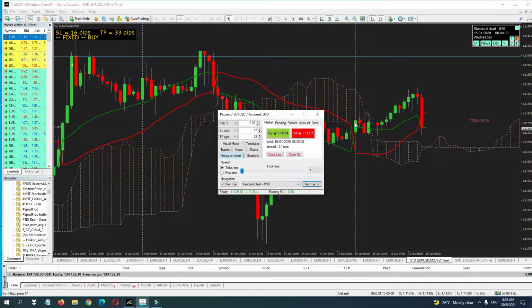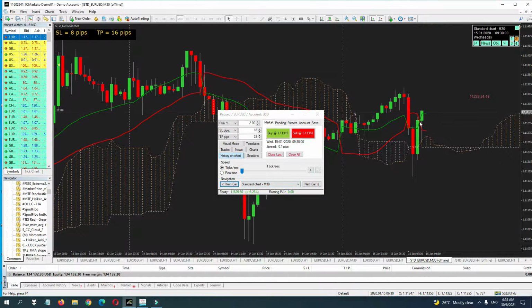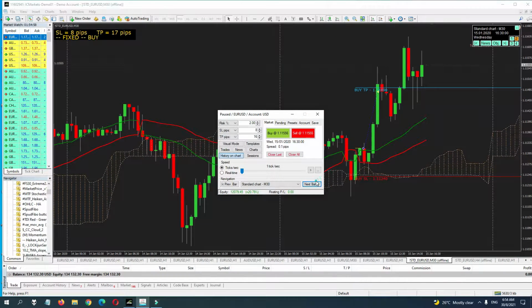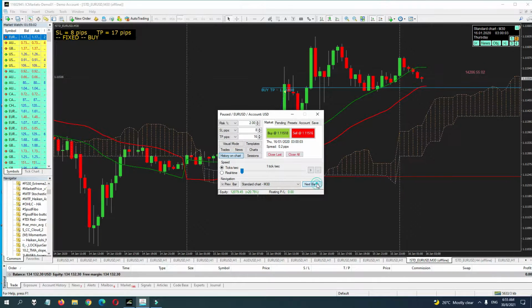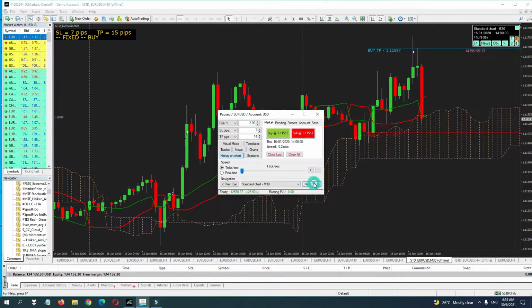Okay, we cannot enter here because it's still below the cloud. Okay, so here. Yeah, it's very easy. Okay. Above the cloud, cross up, so just enter.